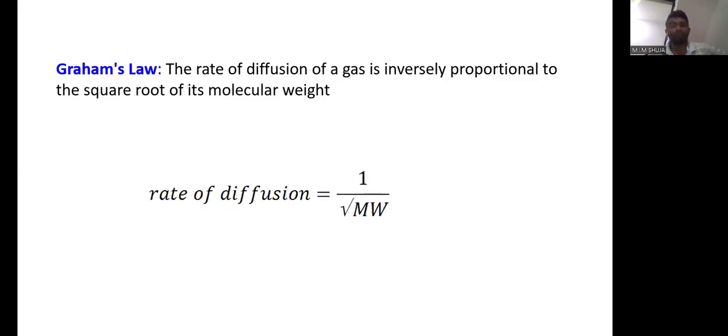Graham's law states the rate of diffusion is inversely proportional to the square root of its molecular weight. So whenever a gas's molecular weight increases, the rate of diffusion reduces. Whenever the molecular weight reduces, the rate of diffusion of that particular gas increases.